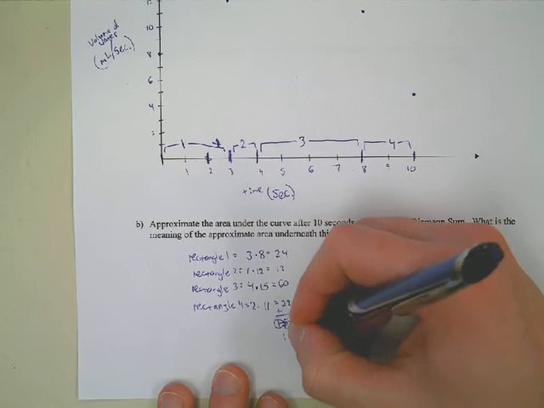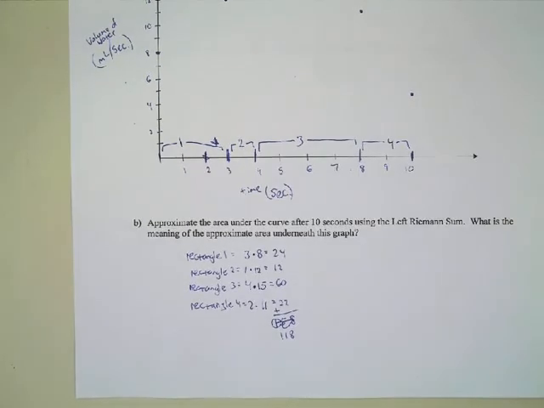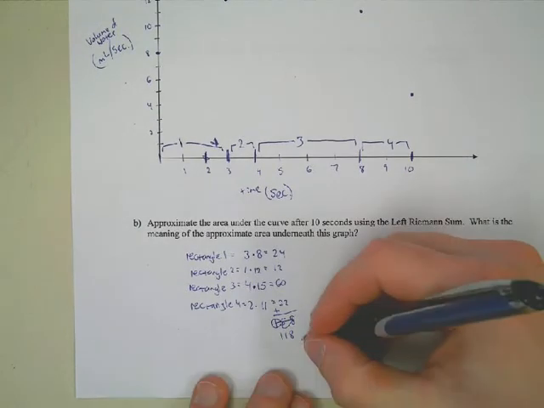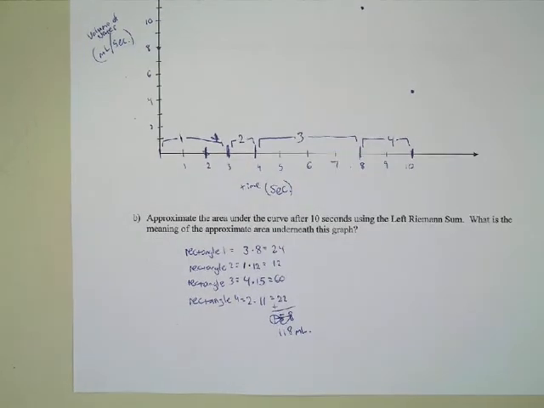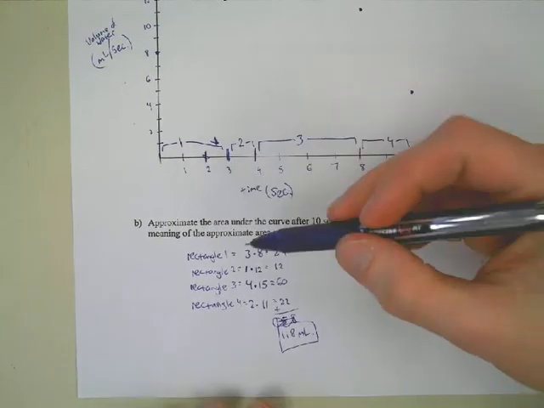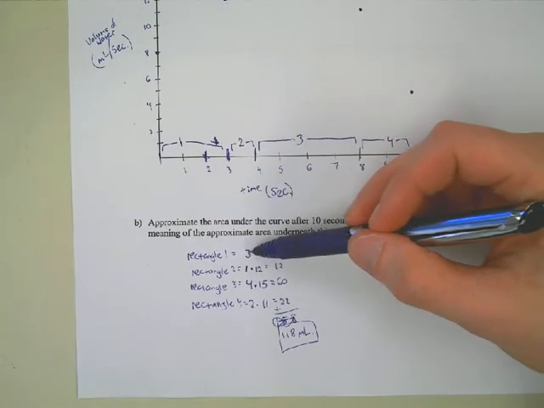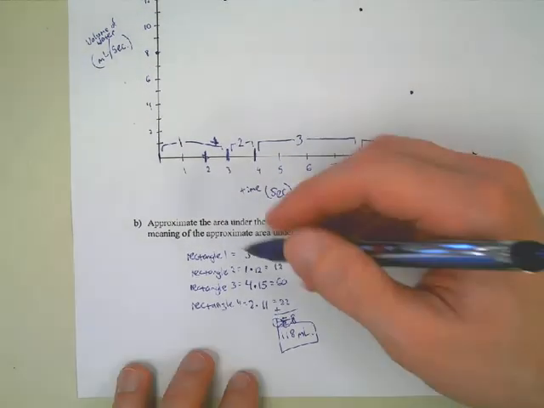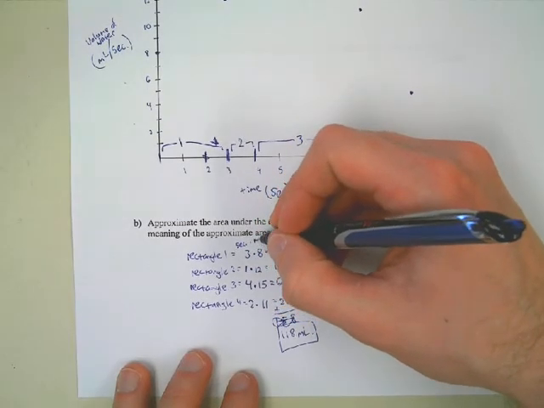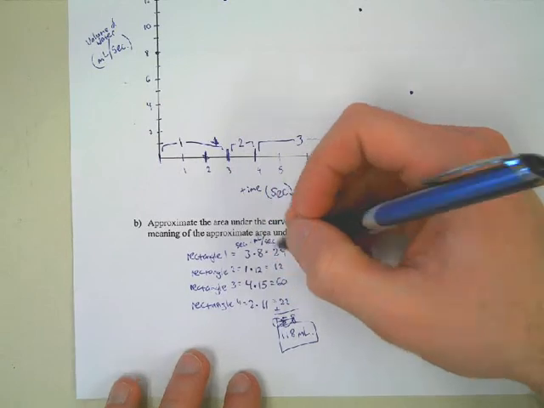Okay, 118 what? Milliliters per second squared. Milliliters. Just milliliters. Yeah, because it's milliliters per second times seconds, right? So these are all in seconds, times milliliters per second. So the seconds will cancel and leave it with just milliliters there. So 118 milliliters is what we'd expect.